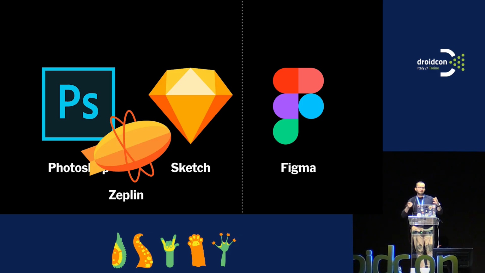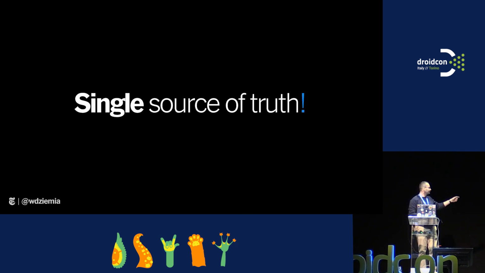So it's essentially like a Google Docs of design, because you can also comment in there. There's revision history that you can go through. And then it's the standard tool set that I'm pretty sure Sketch has, right? So single source of truth is super important.